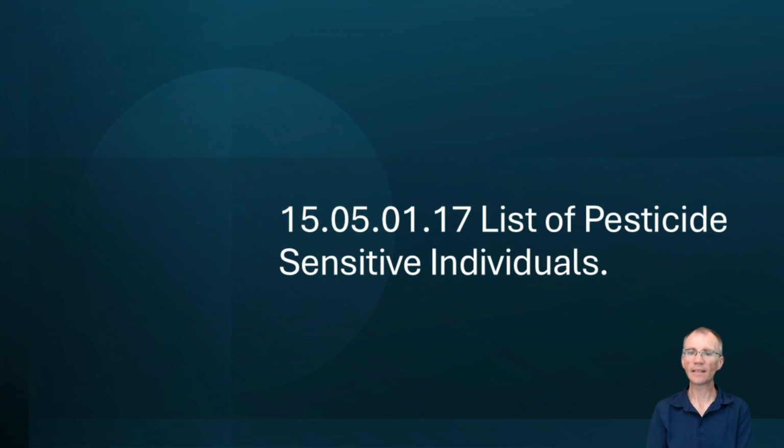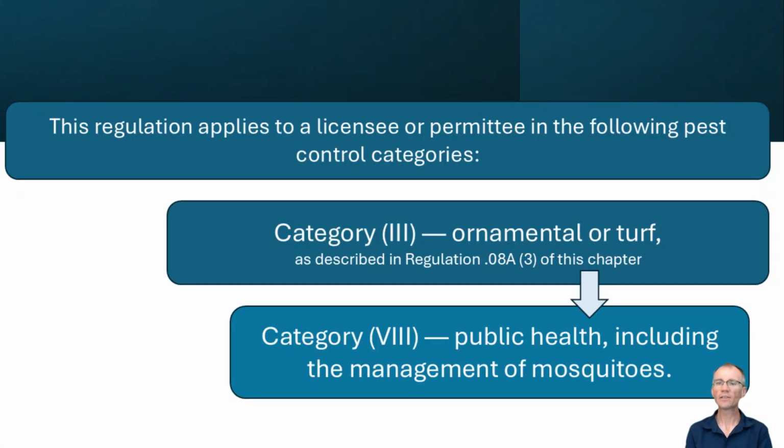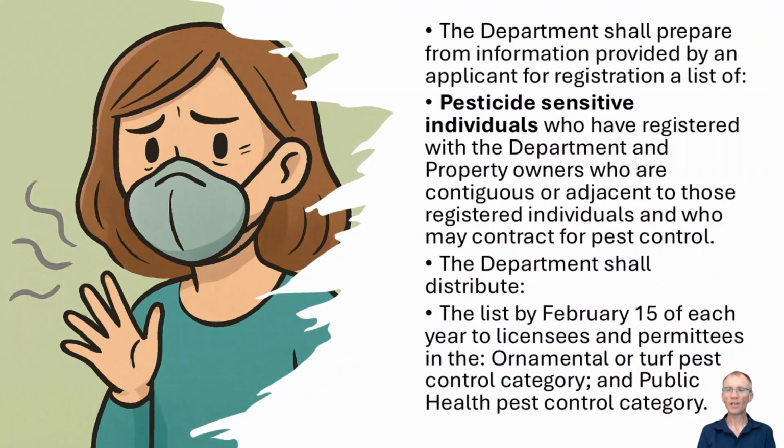15.05.01.17 List of pesticide-sensitive individuals. This regulation applies to a licensee or permittee in the following pest control categories. Category 3, Ornamental and Turf, as described in Regulation .08A(3) of this chapter, and Category 8, Public Health, including the management of mosquitoes. The department shall prepare, from information provided by an applicant for registration, a list of pesticide-sensitive individuals who have registered with the department and property owners who are contiguous or adjacent to those registered individuals and who may contract for pest control. The department shall distribute the list by February 15th of each year to licensees and permittees in the Ornamental and Turf Pest Control category and Public Health Pest Control category.